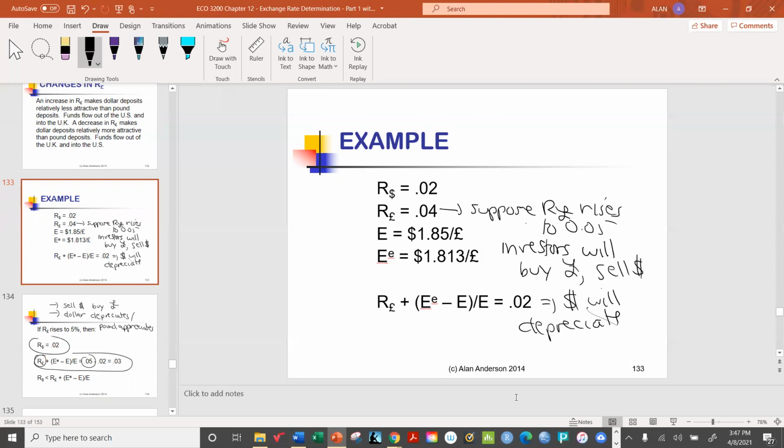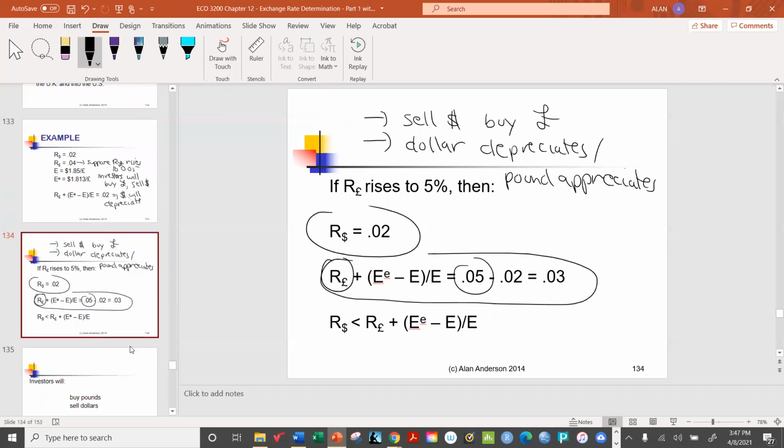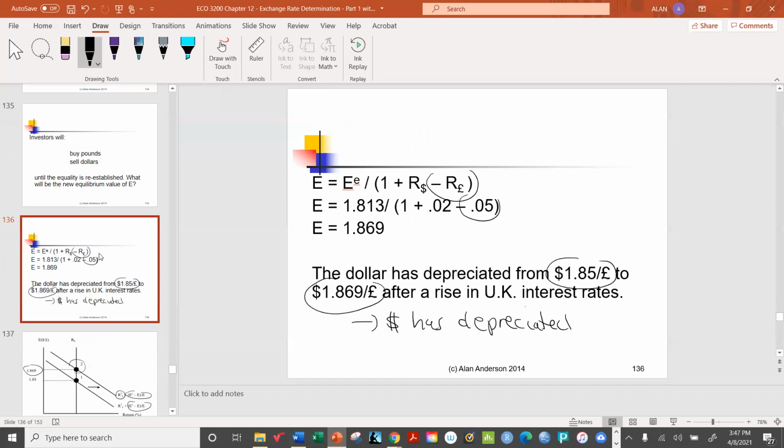Okay, and that's exactly what's going to happen. The question is, again, how far up is the exchange rate going? All right, well, we plug in our numbers and we're going to see when the UK rate goes up to 5%, the new equilibrium exchange rate is 1.869, up from $1.85. So indeed, the dollar is weaker than it was before.